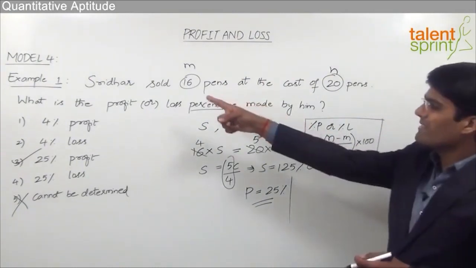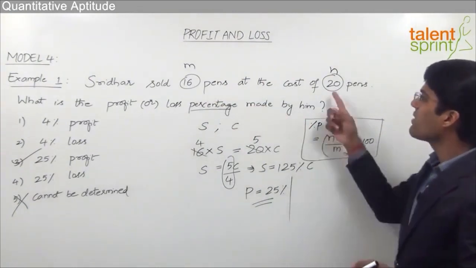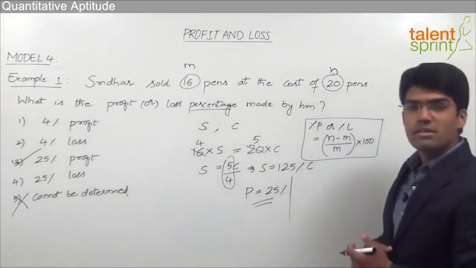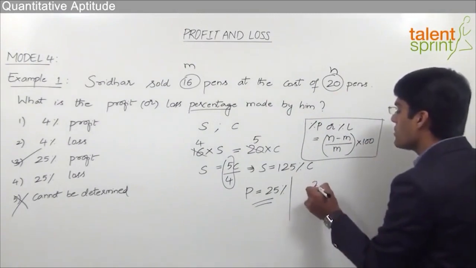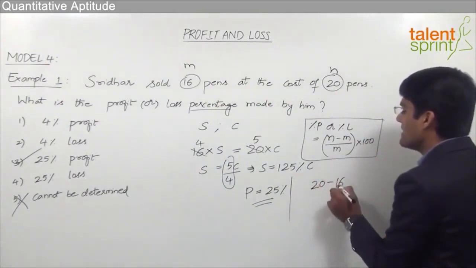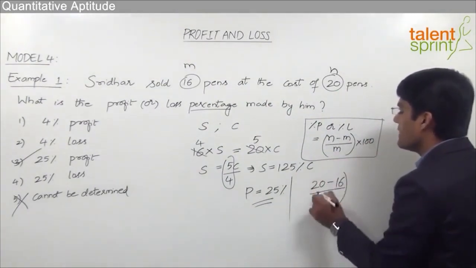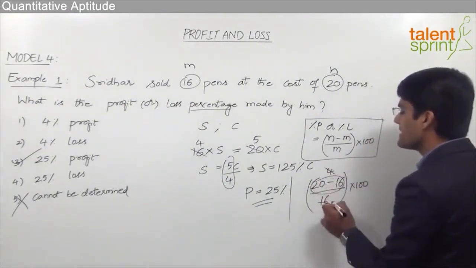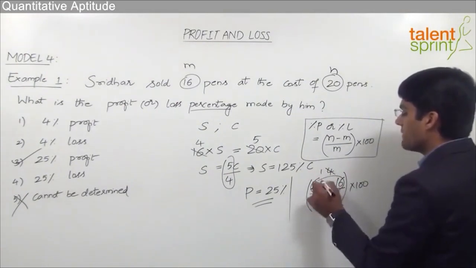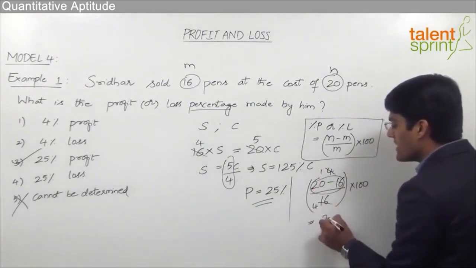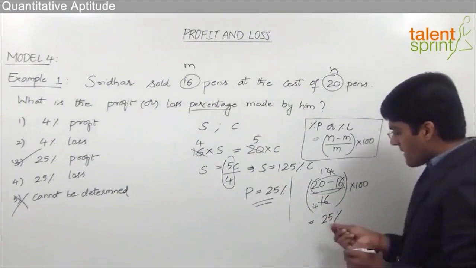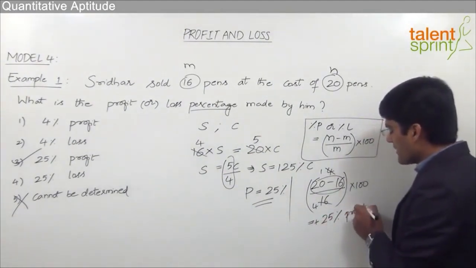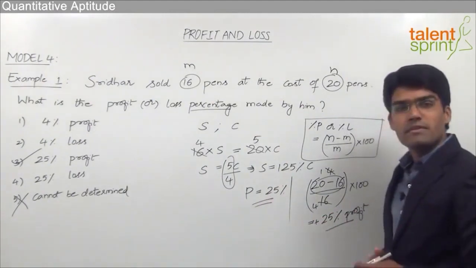So let us see how we can get the answer with this formula. Now, as given in the question, Sridhar sold 16 pens at the cost of 20 pens. So very clearly, N is equal to 20 and M is equal to 16. So the answer should be (20 minus 16) divided by 16 into 100. So this is equal to 4 by 16, which is nothing but 1 by 4, and 1 by 4 is equivalent to 25%. And since we have got a positive answer, this should be taken as 25% profit, and that is what we have obtained in the previous case.